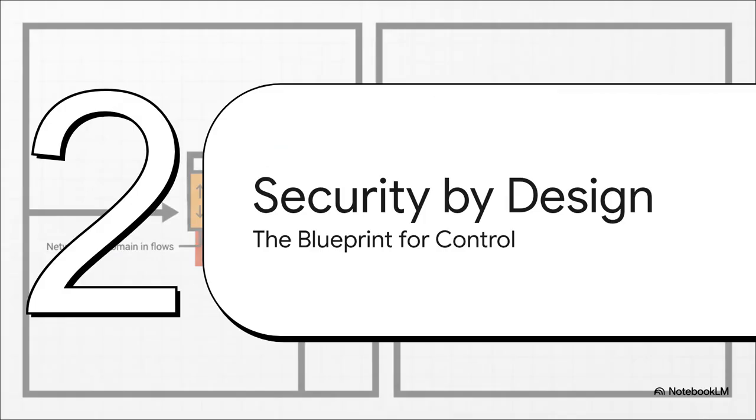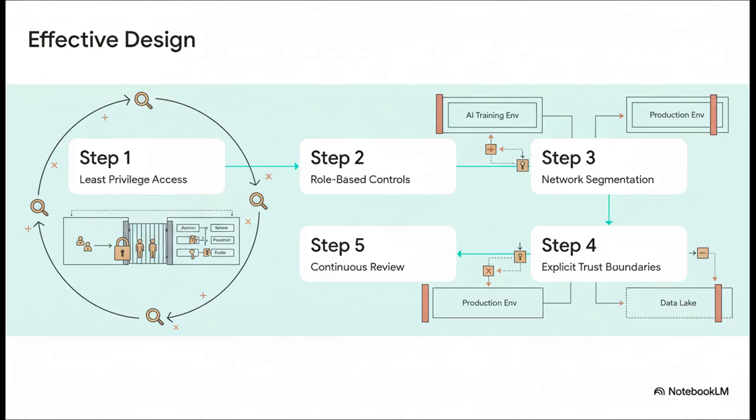So let's put it all together into a practical blueprint. What does a system that is truly secure by design actually look like? Well, an effective design really has 5 key components. It all starts with least privilege, giving every user and every system the absolute minimum access they need to do their job. It uses role-based controls to manage that. It enforces the network segmentation we just discussed, and it defines explicit trust boundaries so nothing is ever trusted by default. And finally, and this is absolutely critical, it's never done. Security requires continuous review and adaptation.